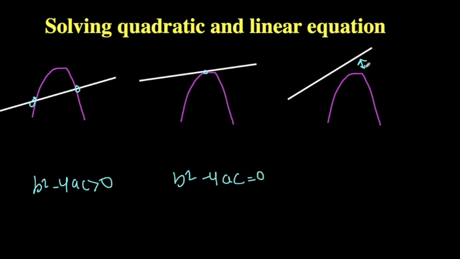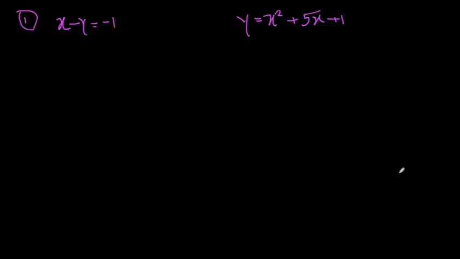And in this case, the determinant, which is b square minus 4ac, will be less than 0. Okay, so now let's start with some basic questions. Now we have to solve them simultaneously. We want to find the point of intersection of this linear and this quadratic curve.